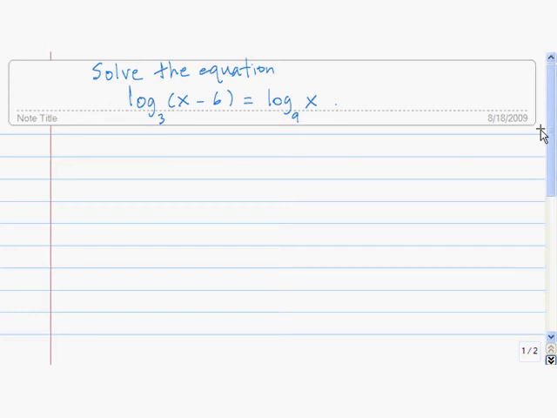Okay, a prerequisite of this video is the change of base formula. So if you haven't already seen my video on that, I recommend that you watch it now. To solve a logarithmic equation when different bases are involved, we have to begin by rewriting all the logarithms using the same base. So let's choose to rewrite this log base 9 of x using base 3.